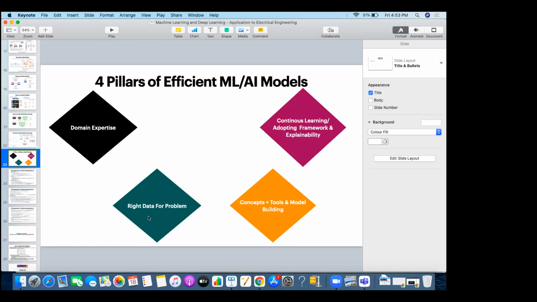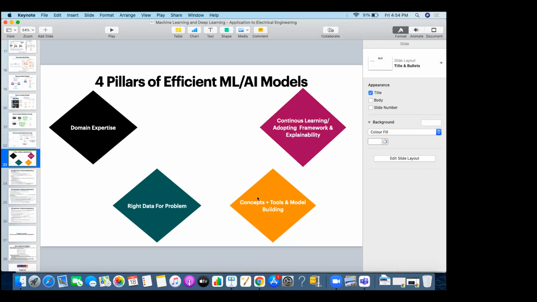Because if you are in electrical engineering, you know electrical engineering very well, so your knowledge about electrical is very good, and then you know where exactly you can apply machine learning and deep learning. If you know the other side, actually one is domain knowledge, and the other side is machine learning, the concepts and tools and model building for machine learning.